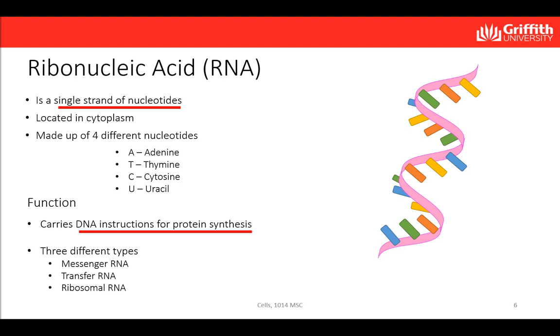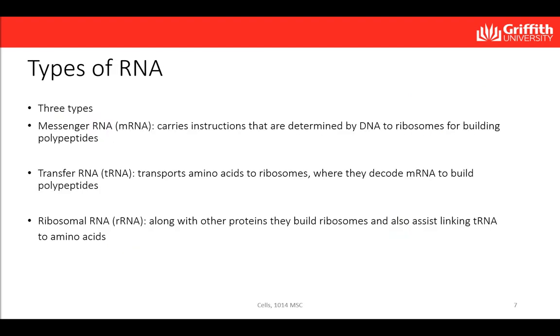RNA is further classified into 3 subtypes, and they are messenger RNA, transfer RNA, and ribosomal RNA. The 3 types of RNA carry out very specific functions in the process of protein synthesis. The messenger RNA, or mRNA, carries instructions from DNA to the ribosomes for building polypeptides. Transfer RNA, or tRNA, transports the amino acids to the ribosomes, where they decode the mRNA to build polypeptides.